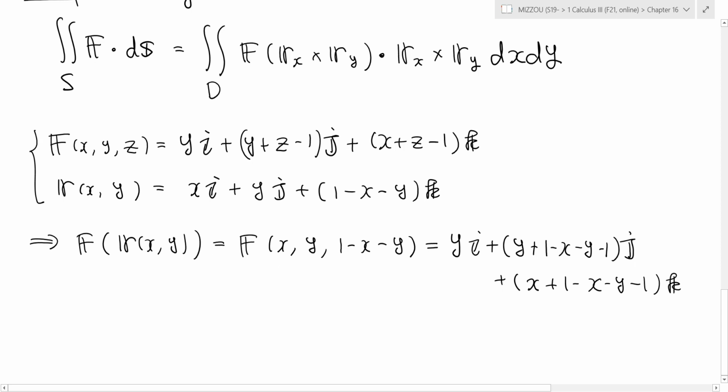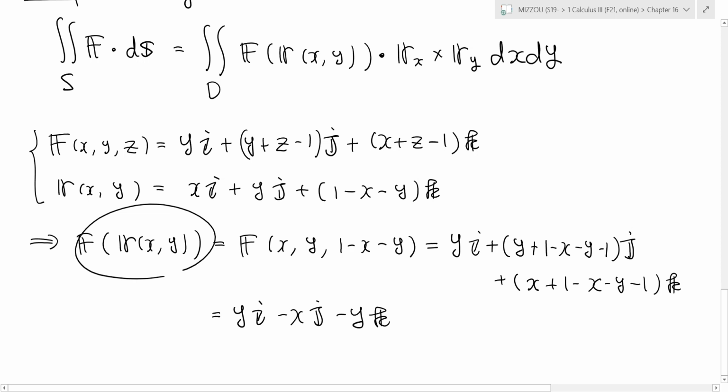All right, and then if you simplify this, you get y i. Actually, a lot of cancellations, and you get negative x j. And here also a lot of cancellations, and you get negative y k. Okay, so that, I'm sorry, this is a typo. It's x, y, sorry about that. So this is here. And we already know that this one is 1, 1, 1. So by using bracket notation, this is, by the way, (y, negative x, negative y).